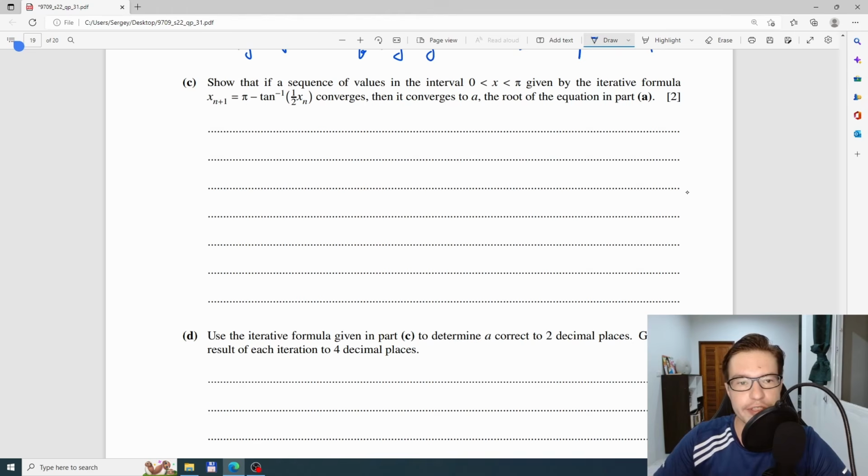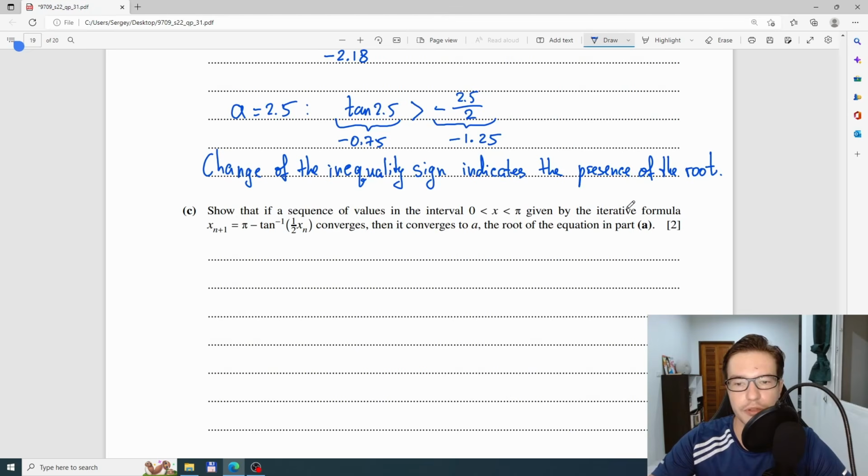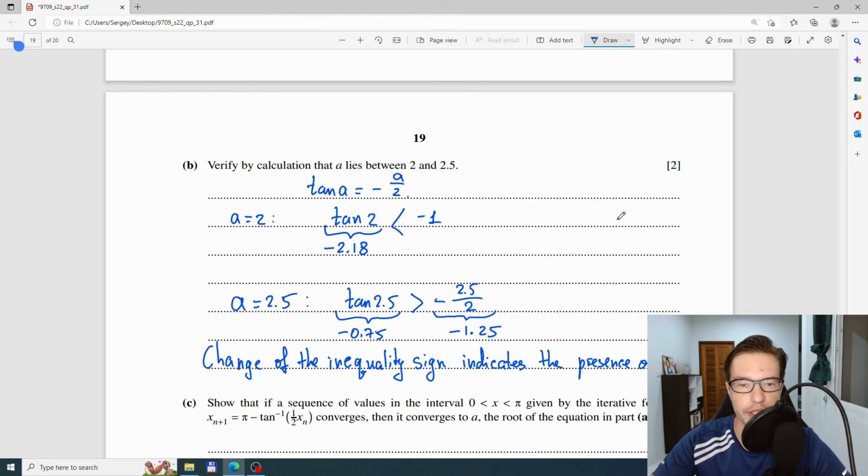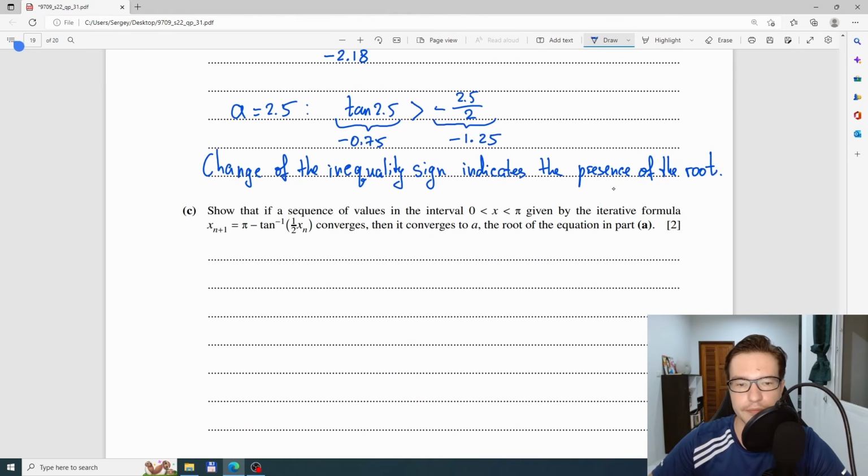Right, so we have a sequence and we have the iterative formula for the sequence. Now we have to show that if the sequence is converging, then it should converge to the value of a, which is given by the equation in part A. By the way, let's have a look at what it says. So it should be tangent x equals minus x over 2.